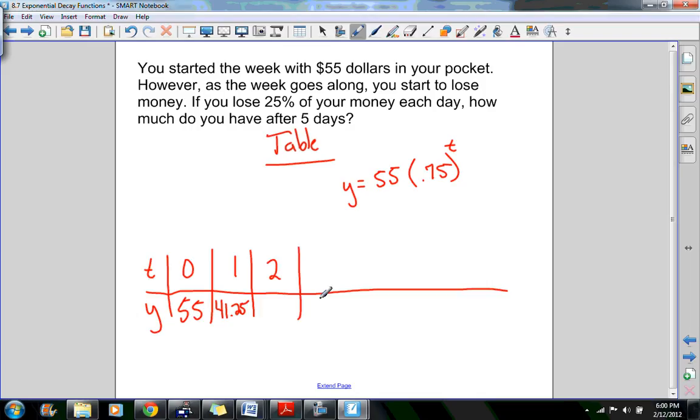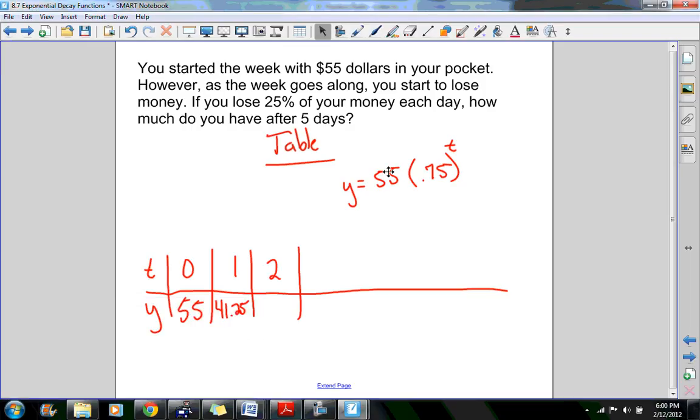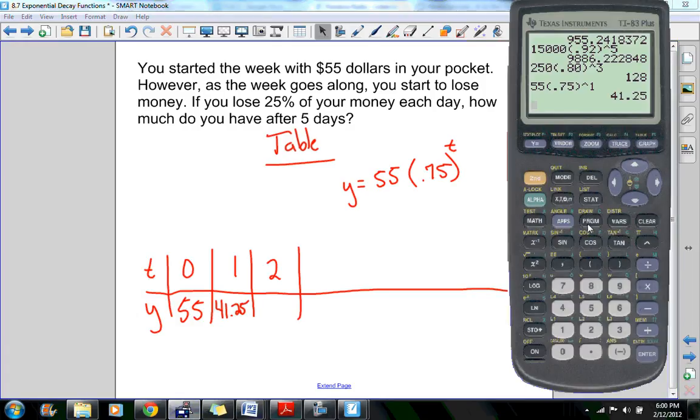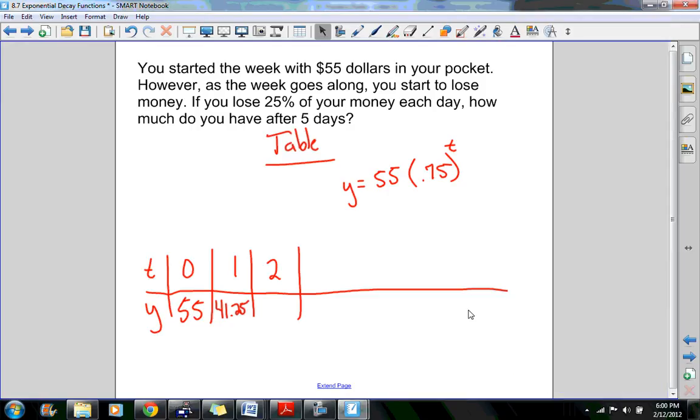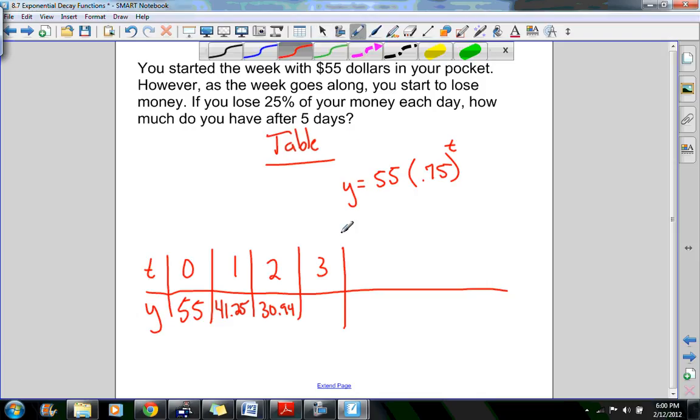Day 2, we would do the 55 times 0.75 raised to the second. Now I'm going to do that nice little trick there. So I get $30.94. Day 3. Basically, this continues on for a while. I know that you figured out your table. And so the answer here is $13. You finished the week with $13, about. So there's your answer.